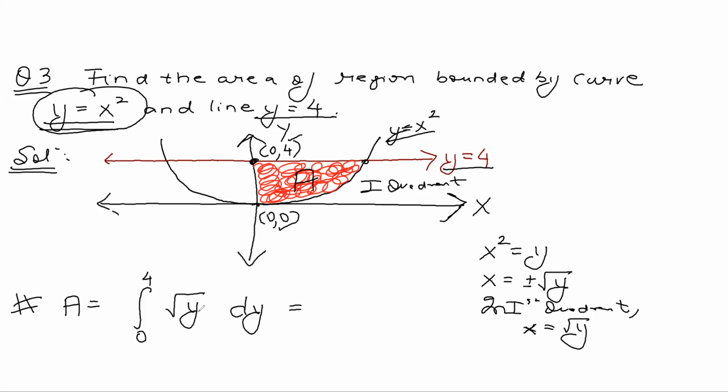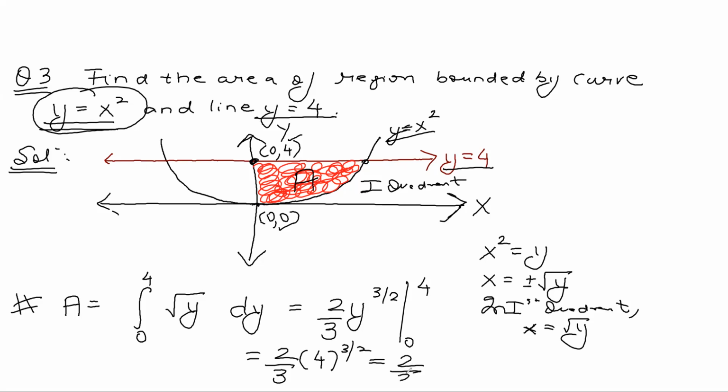Now all of us know the integral of y to the power half is y to the power half plus 1, which is 3 by 2, into 2 by 3. I run this from 0 to 4. This is 2 by 3 into 4 to the power 3 by 2. If I put 0, the answer is anyway 0. So this is 2 by 3 into 4 to the power half, which is... sorry, 4 to the power half is 2 and 2 cube is 8. So my answer will be 16 by 3. Our answer will be 16 by 3.